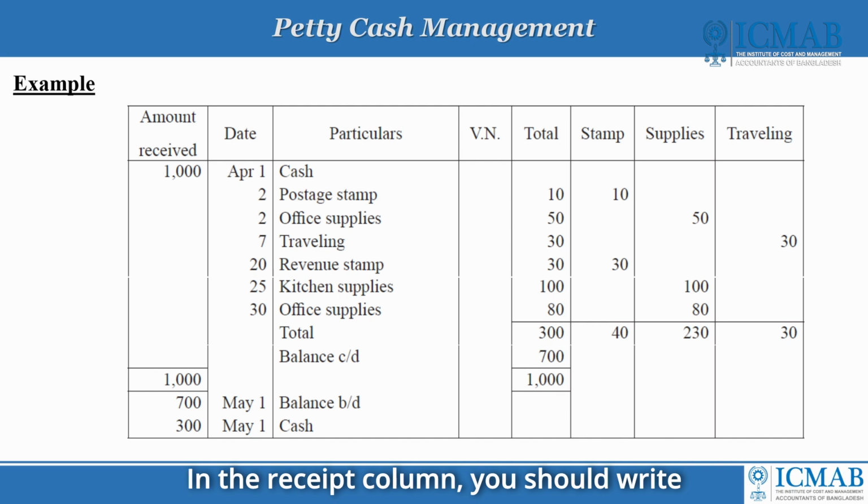In the receipt column, you should write the amount you received on the first day of the month from the business organization. Here it is given only 1000 taka. Then you have paid different amounts for different purposes on different dates, and in the total column we have written the amount along with the particulars, and in the stamp, supplies and traveling columns we have also written the amount for those particular expenditures.